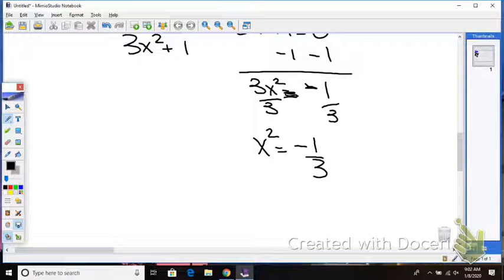Everybody with me? Then how do I undo a squared? Square root. So we're going to square root both sides. And what happens when you square root a negative?